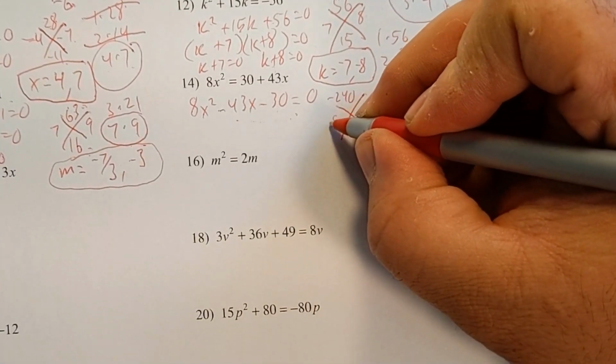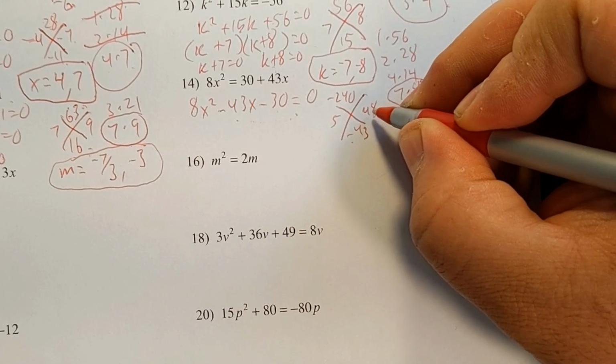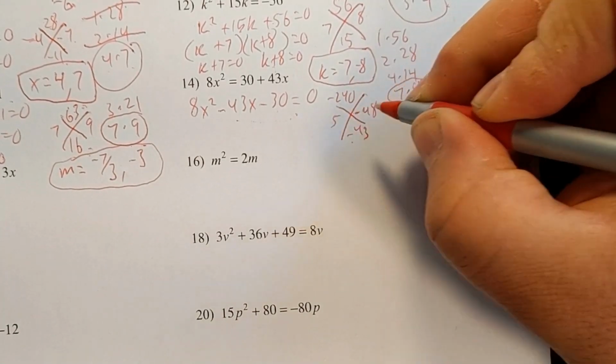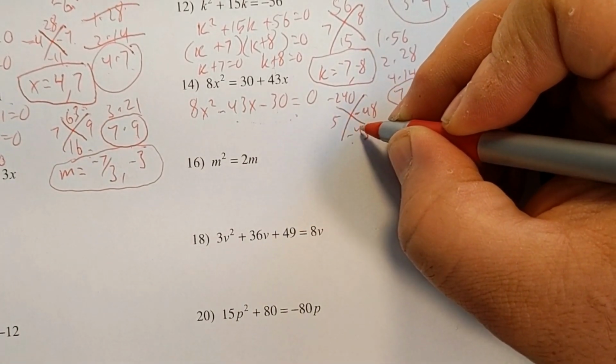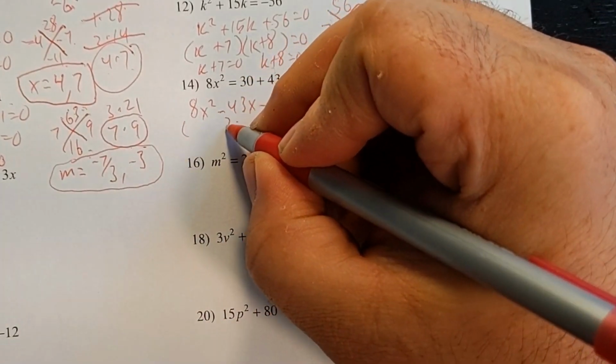Once we have our two factors, remember that we want the bigger sign to match this one. So the bigger number is 48. We want that to be a negative. And we want the signs to be different. So this 5 has to be positive. And then we set up our parentheses.